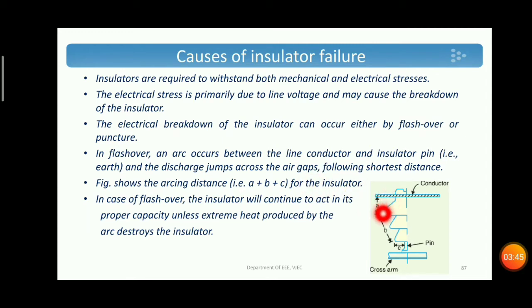Here A, B, C are the minimum distances. So, the arc will pass through the distance A plus B plus C. This is called flashover. In case of flashover, the insulator will continue to act in its proper capacity unless extreme heat is produced by the arc. Once the arc is extinguished, the insulator will work in its proper capacity itself. If the arc has extreme heat, it may damage the pin insulators.